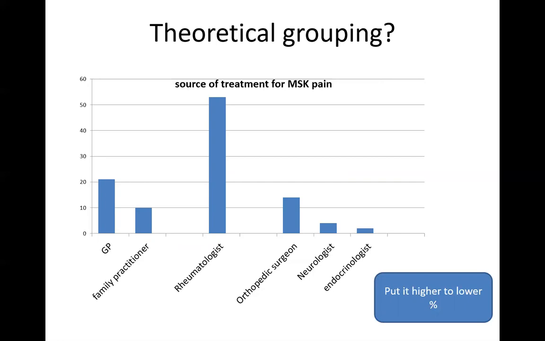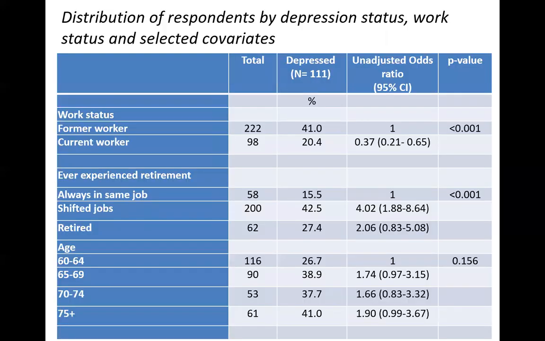Another way of putting it is to look at those sources of treatment in terms of the type of practice. You can put under general medicine the GP, family practitioner, and rheumatologist, and then the others, which are orthopedic surgeon, neurologist, and endocrinologist. So as we said, if we want to present the data, this is another way of presenting the data.